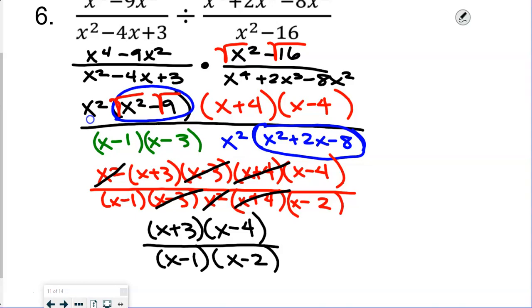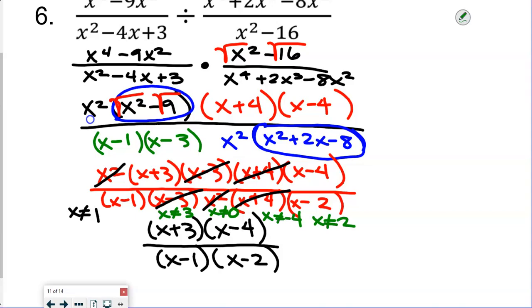So hopefully by now y'all can see the pattern of the things that can't go in the bottom too. So this one right here would be x cannot equal positive 1. This one would be x cannot equal positive 3. This is x cannot equal 0. X cannot equal negative 4. And x cannot equal 2. Those would be all of our excluded values for this problem, okay?